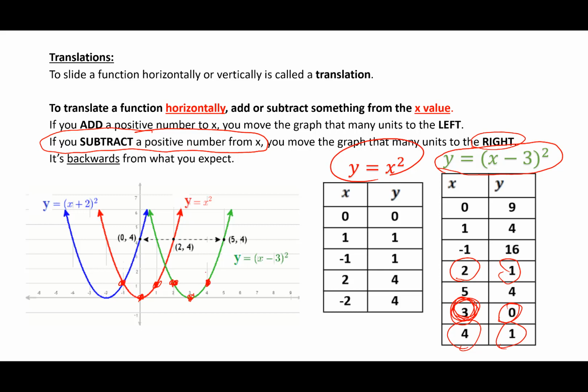Okay, so you can see that in reality, if you subtract a positive number from the x value in the equation, you are scooting the graph to the right 3 places. All right, that's just how it happens. So it's opposite of what you expect. If you want to scoot a graph horizontally to the right, you subtract those many units from the x value in the function.